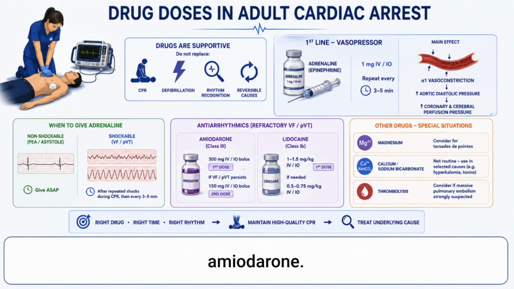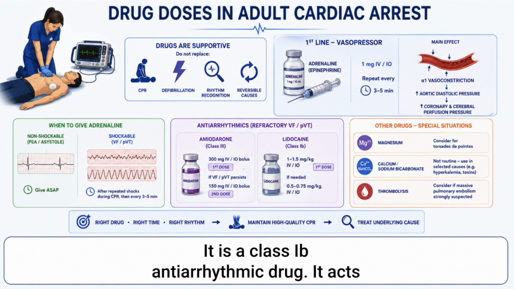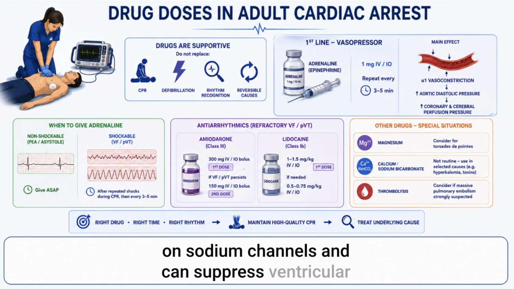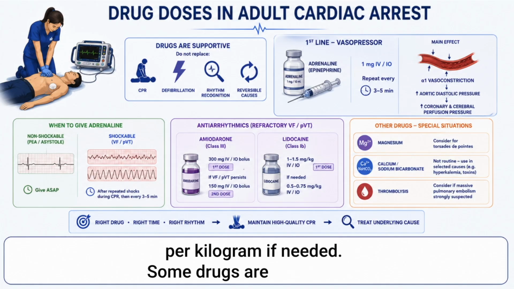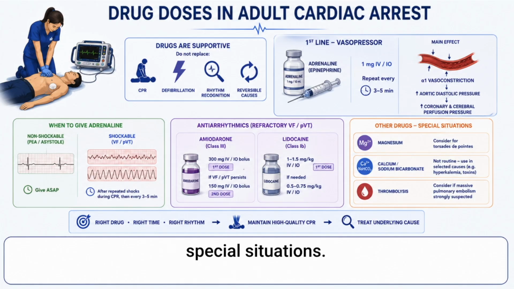Lidocaine is an alternative to amiodarone. It is a class 1B antiarrhythmic drug. It acts on sodium channels and can suppress ventricular arrhythmias. The first dose is 1 to 1.5 mg per kilogram IV or IO, followed by 0.5 to 0.75 mg per kilogram if needed. Some drugs are only used in special situations.